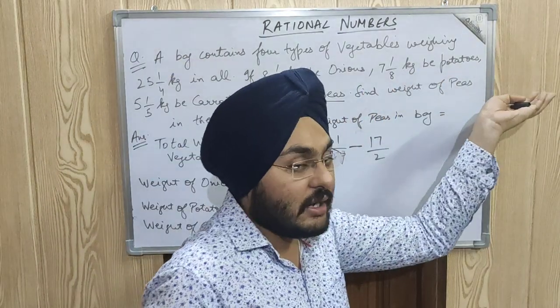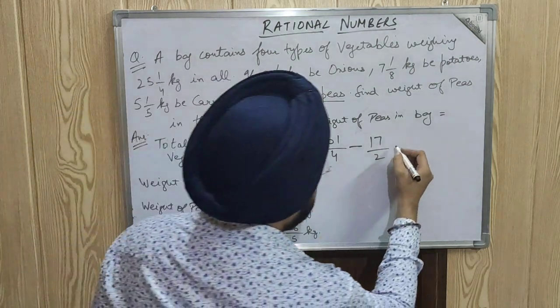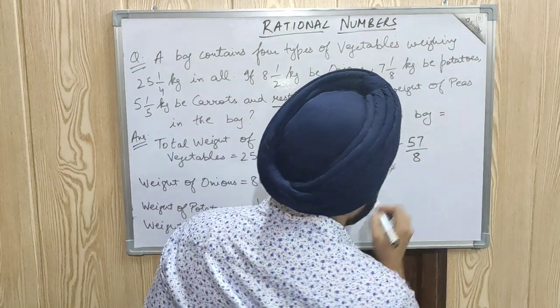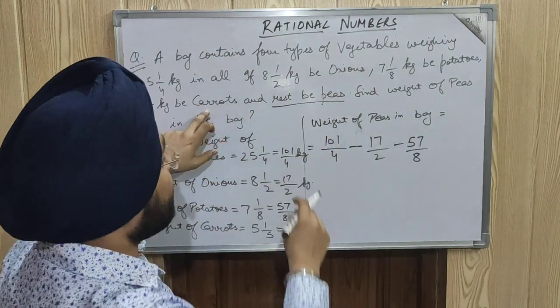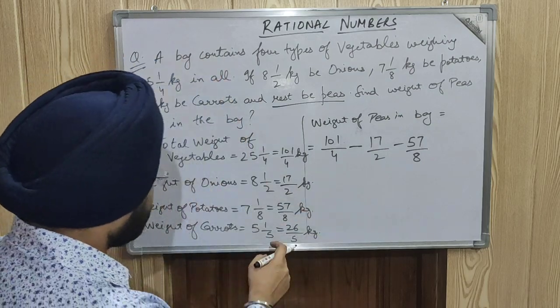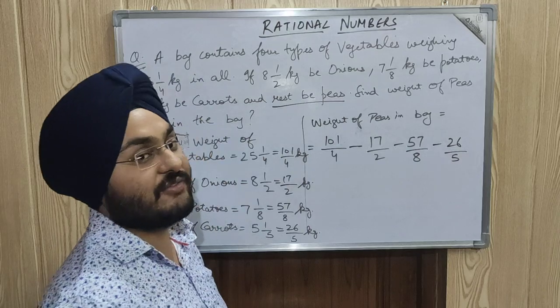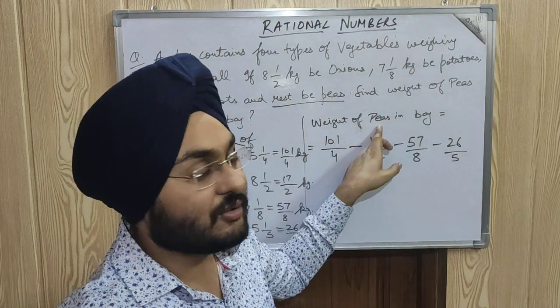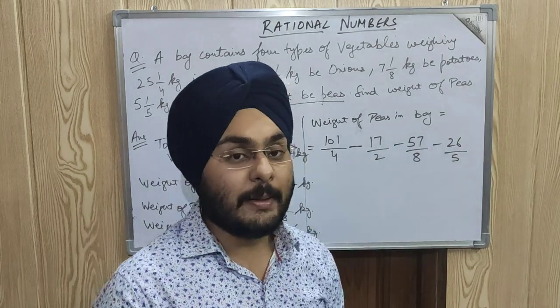So now I am again removing the potatoes here. What is the weight of potatoes? 57 by 8. So I have taken this one also out, I have given this one also the negative sign. And now we are left with just carrots and peas. Now taking out the carrots as well. So carrots is 26 by 5. Okay, so now we are left with just peas. So on solving this, what will we get? The weight of peas in the bag.